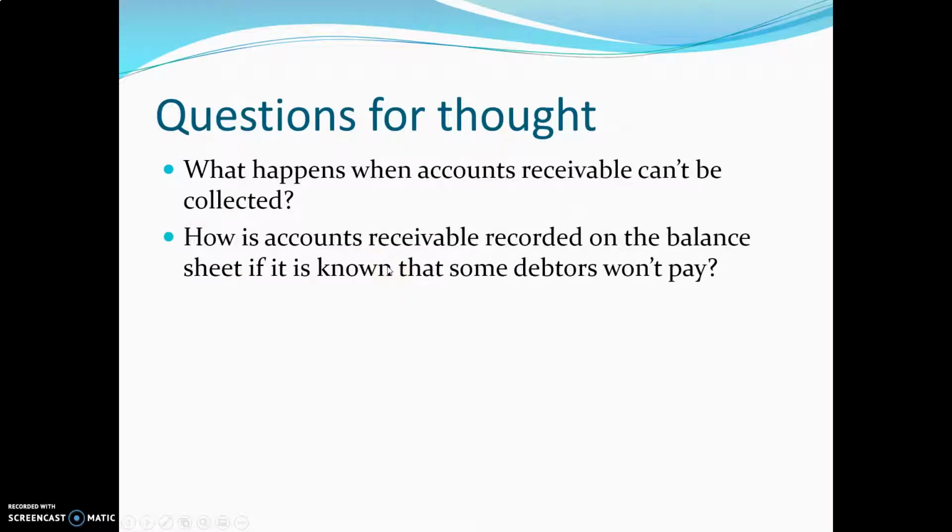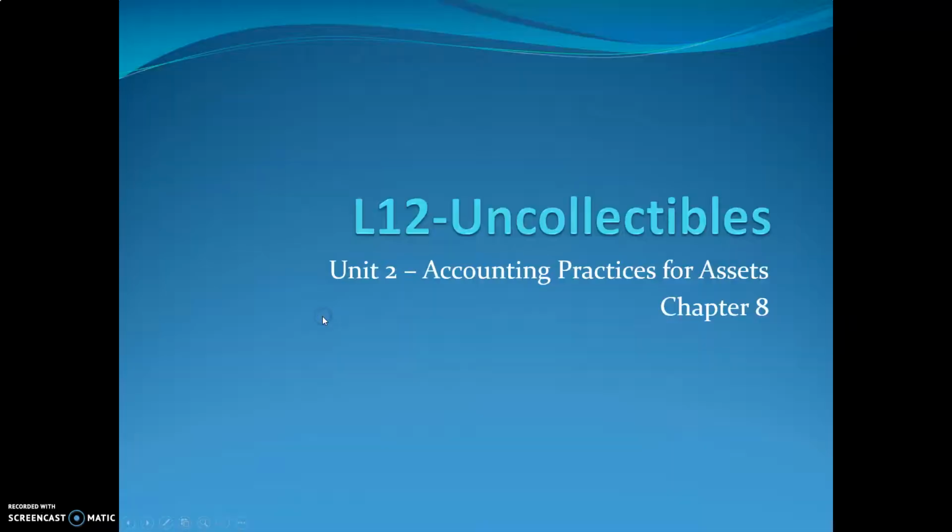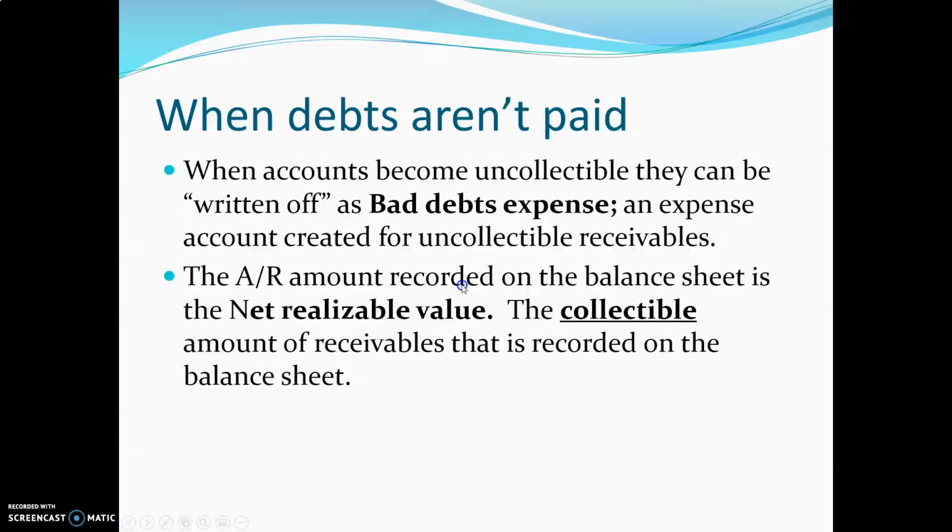So here are some questions. What happens when accounts receivable can't be collected? How is the accounts receivable recorded on the balance sheet if we know that a debtor won't pay? In the ideal world, everybody pays their debts, but that's not always the case, and so we have a lesson on uncollectibles. When debts aren't paid, what happens? Well, when accounts become uncollectible, they can be written off as bad debts expense, an expense account created for uncollectible receivables. So we're going to be using this expense account in this lesson.